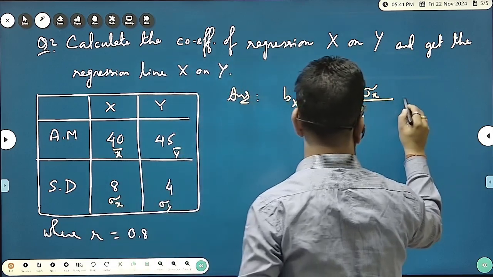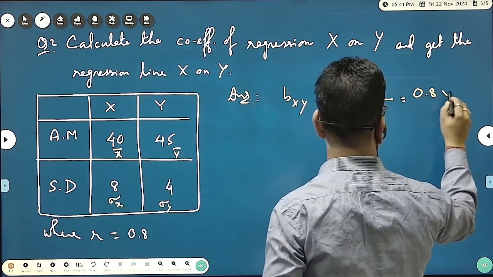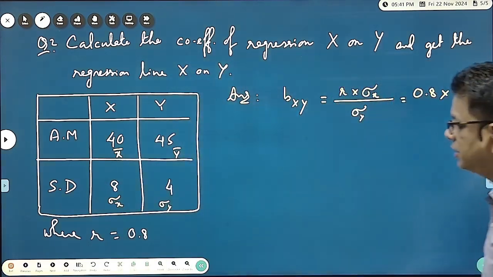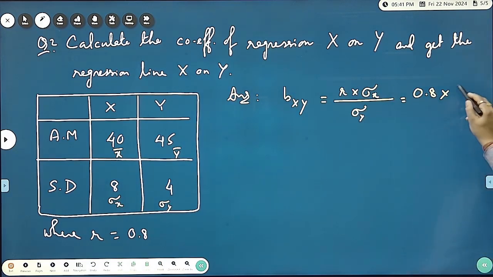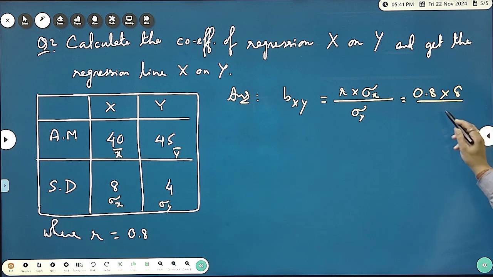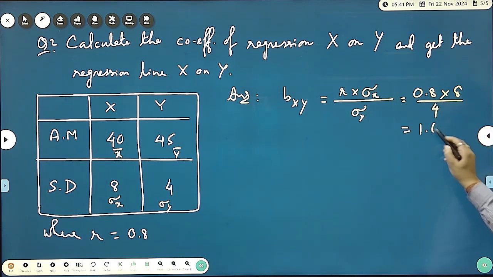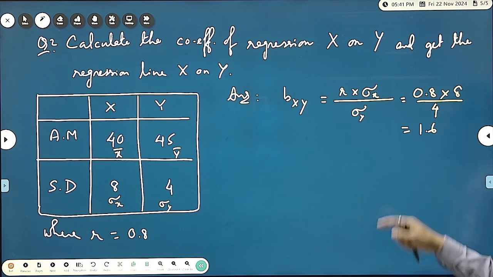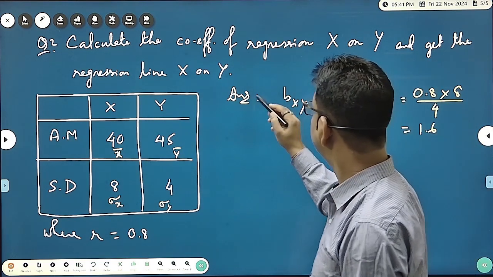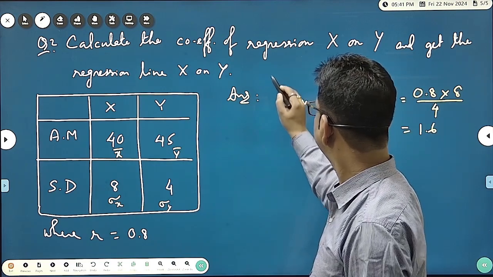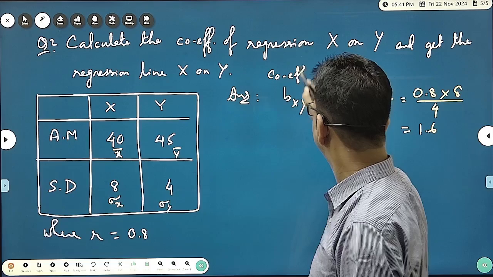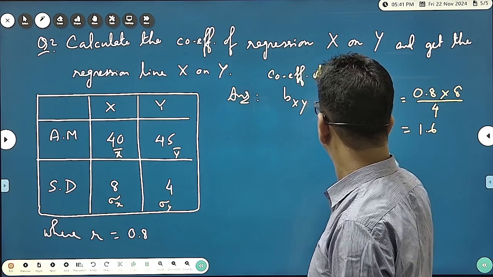So R is 0.8. Sigma x means standard deviation of x, 8, divided by sigma y, how much? 4. Is it 1.6? Now this is ready. So which equation? X minus... So what is this? This is the coefficient of regression. I got it. Coefficient of regression.